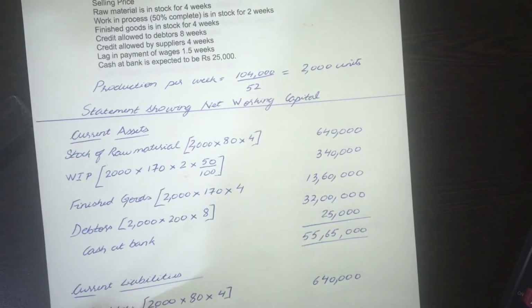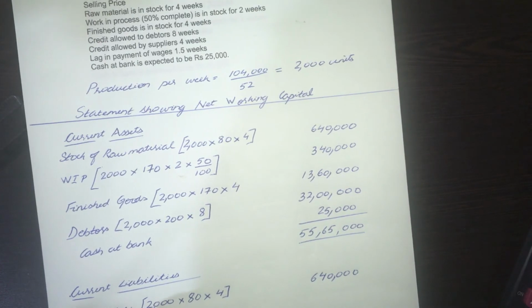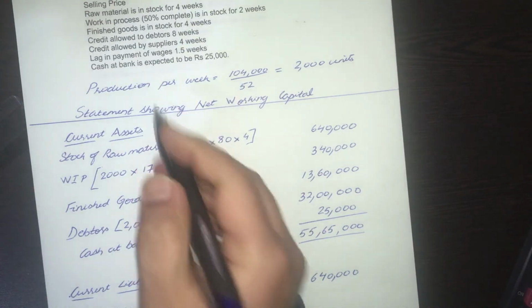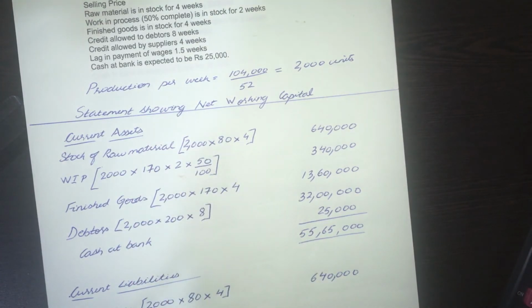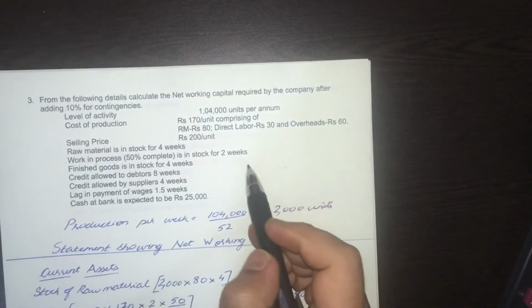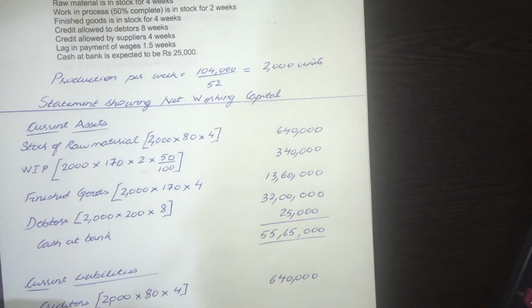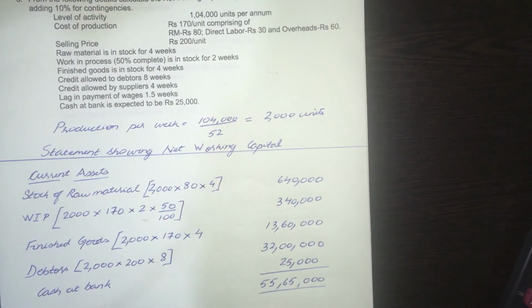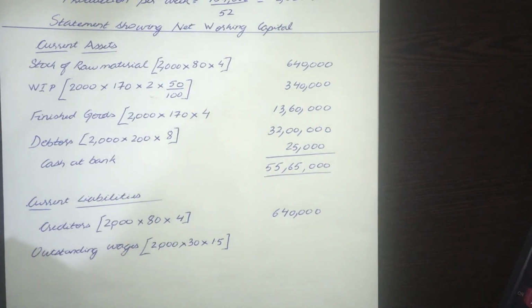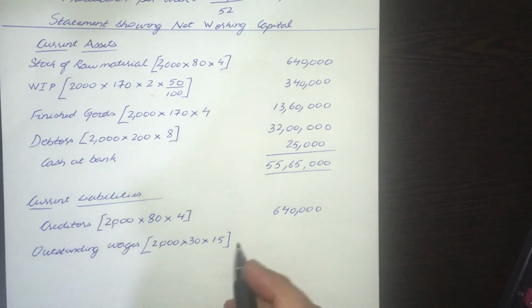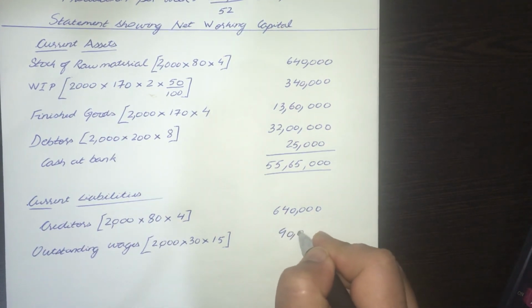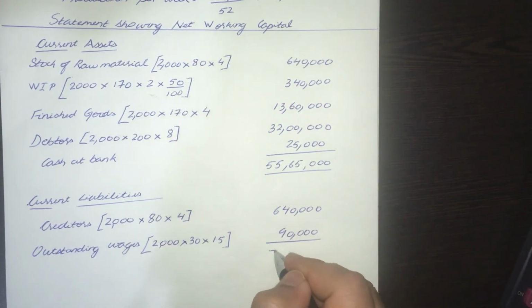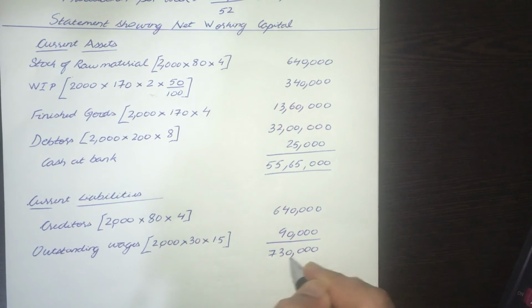Next is lag in payment of wages. So that is outstanding wages. What is outstanding wages? So 2000 into, what is the labor cost? Here it's given 30. So 30 into 1.5 weeks. So how much is that? So 2000 into 30 into 1.5, that will give you 90,000. So add up, it will come to 7,30,000. All right.